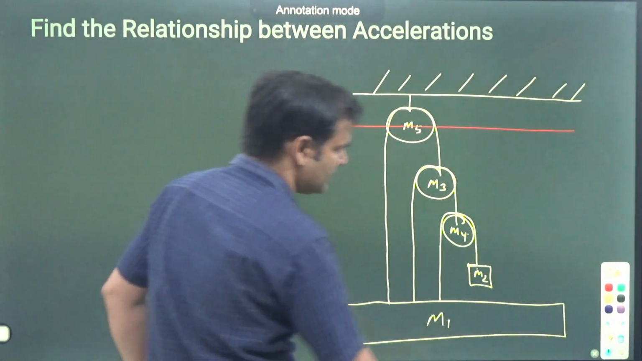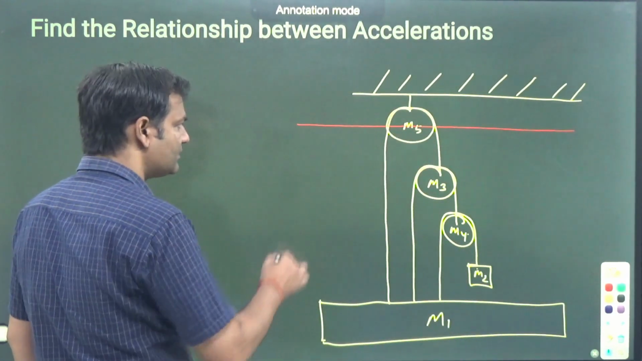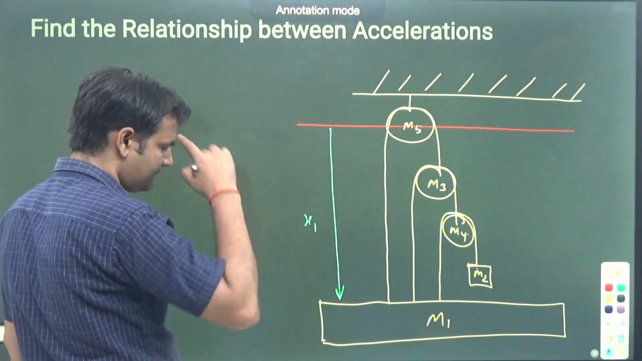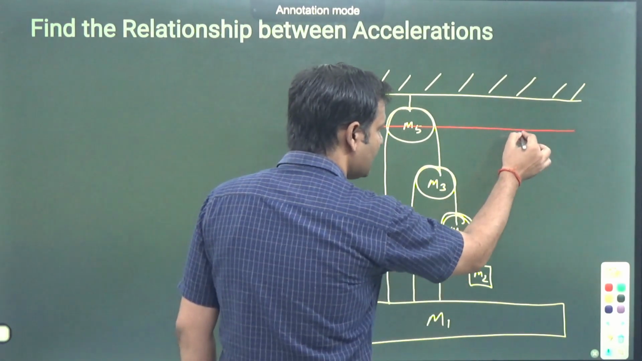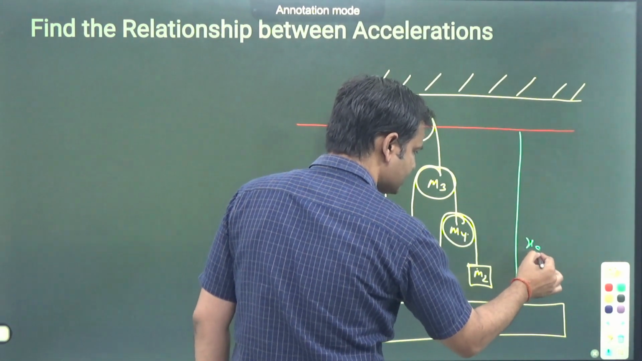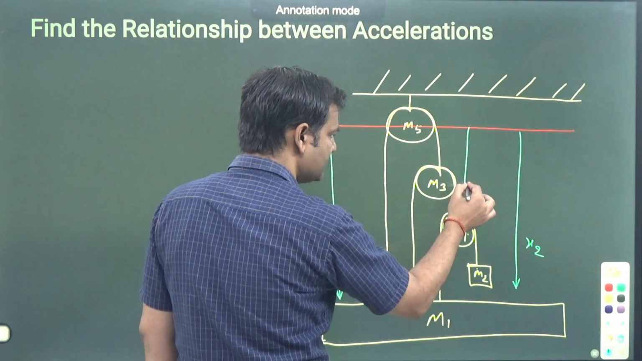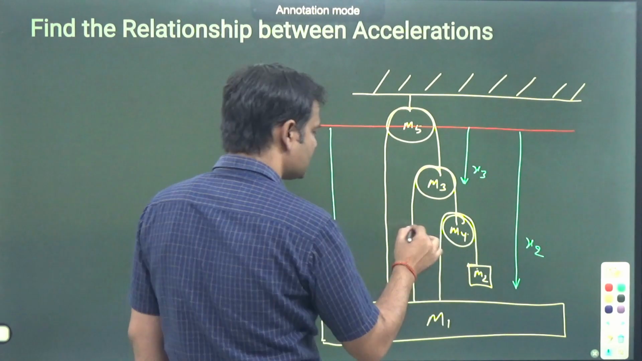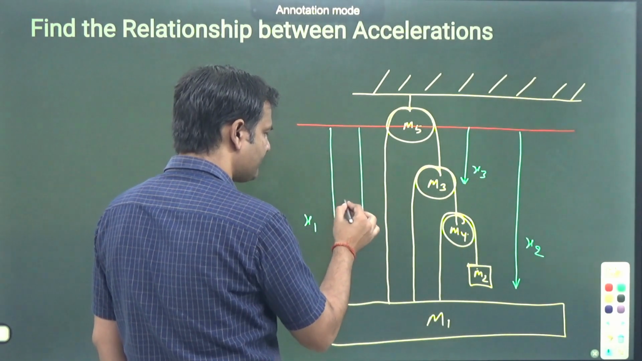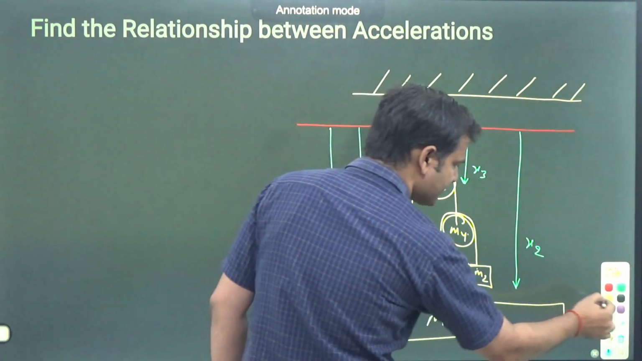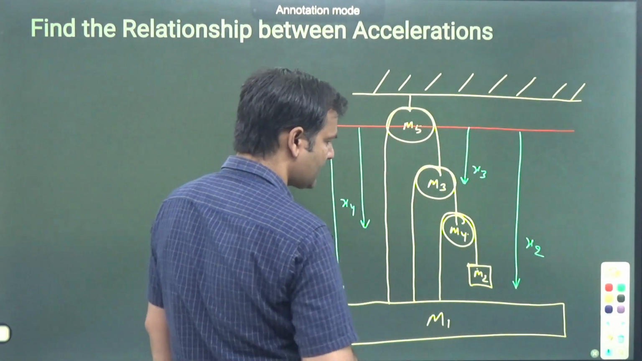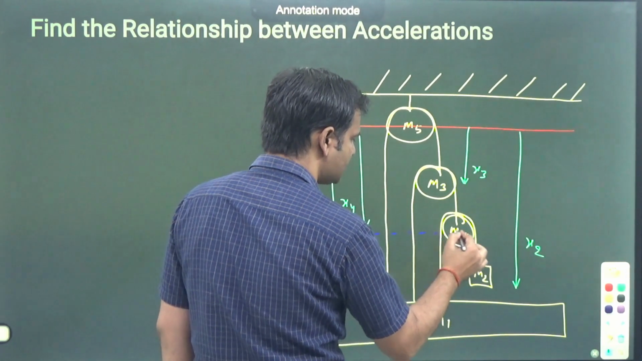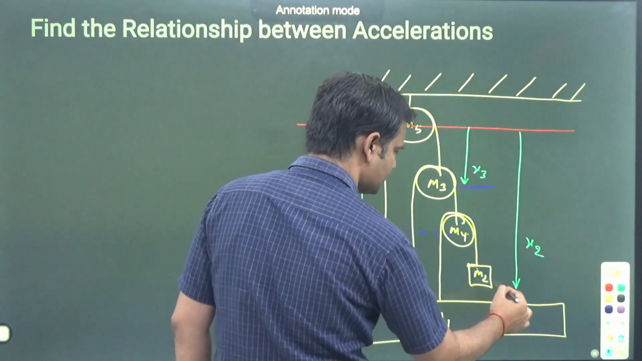Okay. Now, we have considered at any instant, from here to here, the distance is x1. Corresponding to that one is x2. This one is x3. Now, corresponding to that one, that is x4. Okay. Clear or not? Make it like that one, like that one.